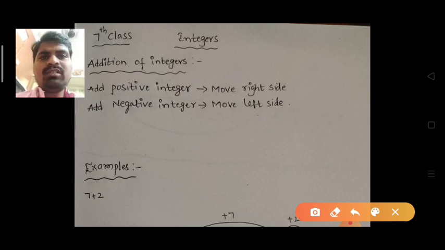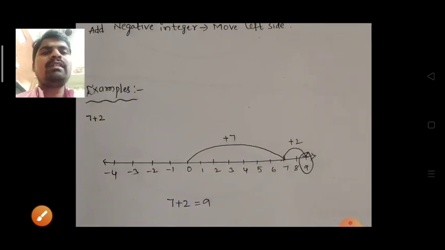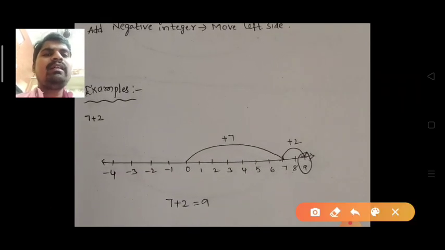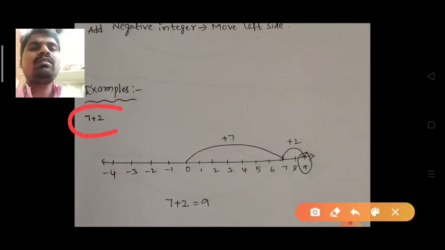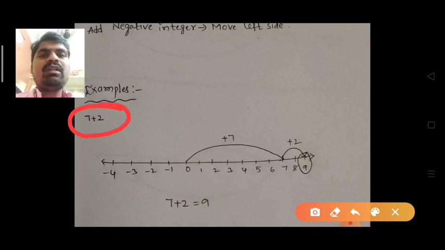If you add positive integers, you should move right side. If you want to add a negative integer, you should move left side of the number line. This is the process. So next you have to observe some examples here. It's very important. 7 plus 2. Now represent 7 plus 2 on the number line.